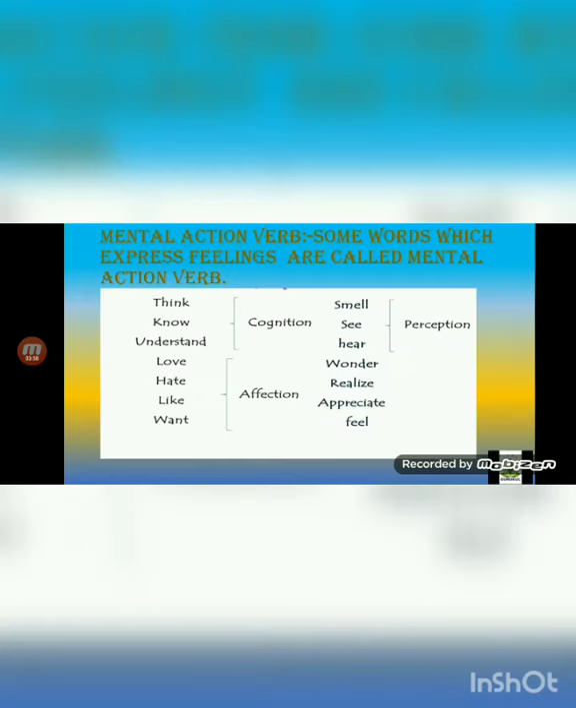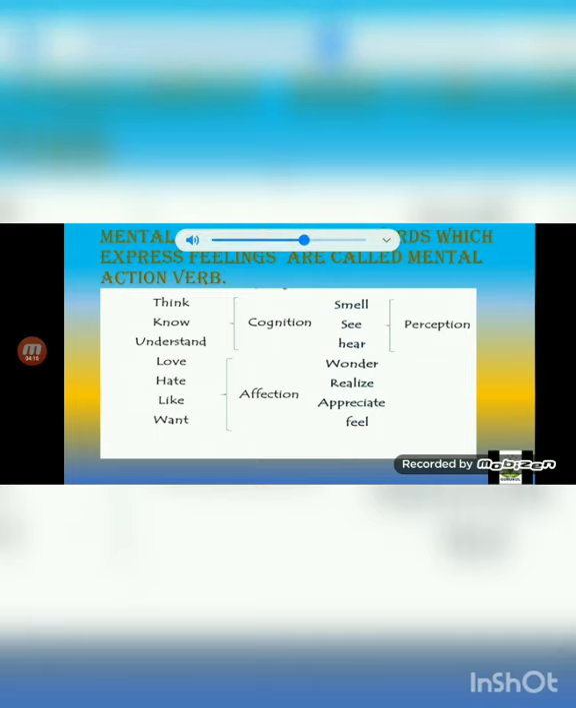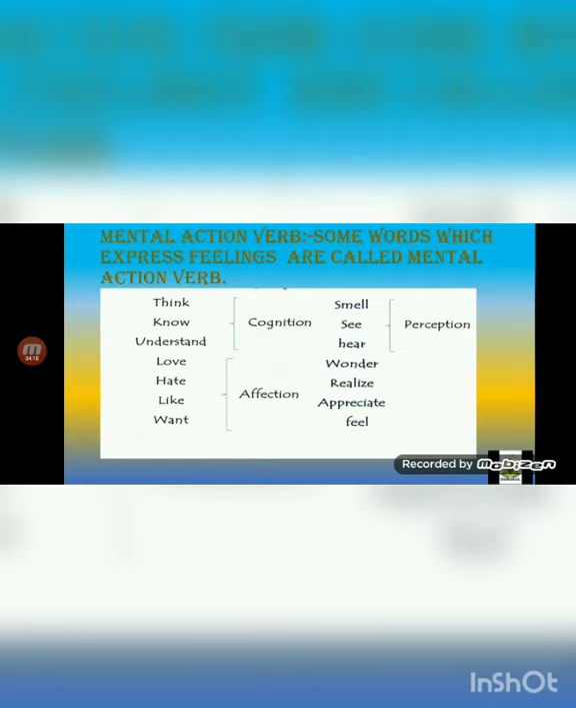Now, let's go ahead to the next action verb, that's the mental action verb. Some words which express feelings are called mental action verbs. So children, I hope as the word suggests you understand what exactly we are going to talk about. So it is the mental action word. Now, here are some of the examples.